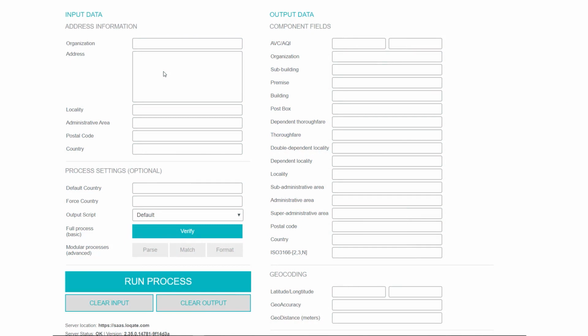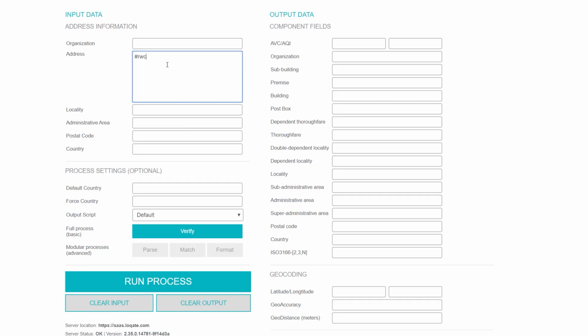Welcome to this demonstration of the Locate Verify solution that verifies and enhances addresses from 245 plus countries, territories, or possessions. Locate Verify can be deployed on-premise, in a private cloud, or like this demonstration, in a public cloud. In the upper left-hand corner of the screen is where the address is input, and then the right-hand side is where the address comes out.